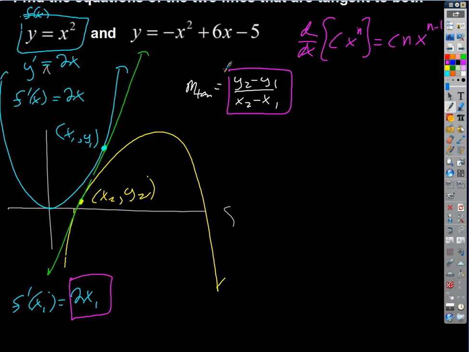F prime of x is telling us the slope of any tangent to the blue curve at whatever x value I input. So if I input what we know to be the point of tangency, then it's the slope of the tangent, the green line, right? Okay? How about if we use the yellow point of tangency? Okay, so here's our yellow function, right? So what's the yellow y prime?